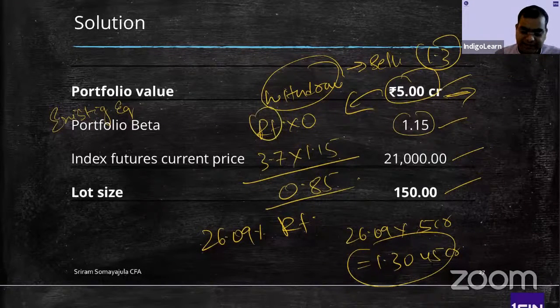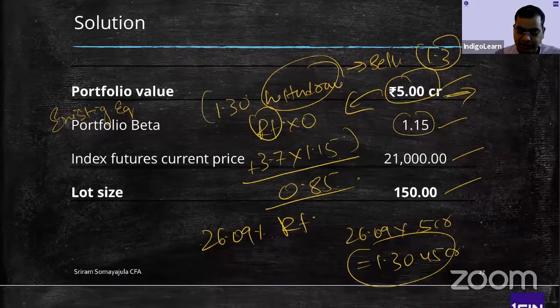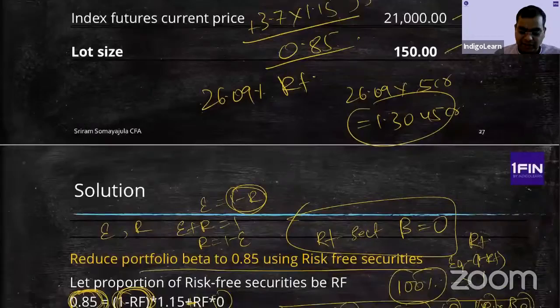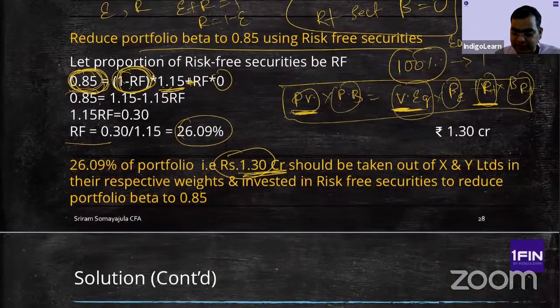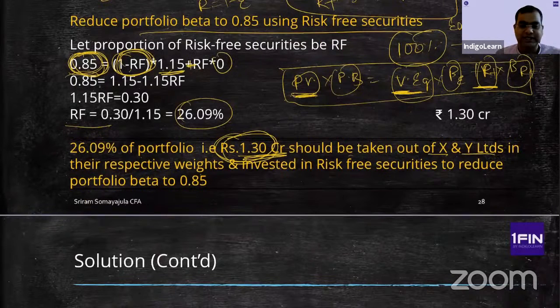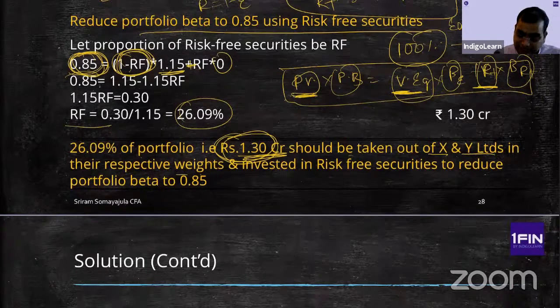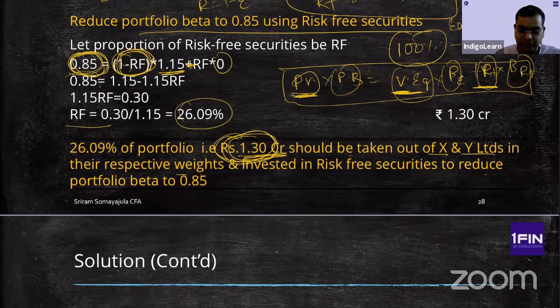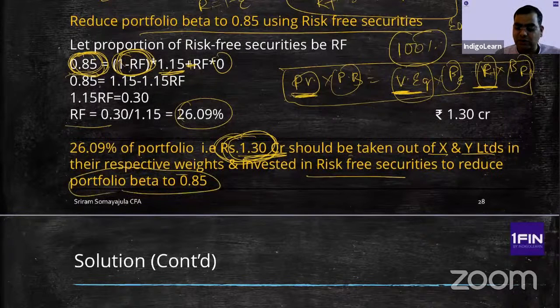How? Because this risk-free asset is 1.30 crores, so 1.30 crores into 0 plus 3.7 into 1.15, whole thing divided by 5 crores, you will basically get 0.85. So you have to divest 1.3 crores out of X and Y in their respective weights. We don't know how much is X out of 5 and how much is Y out of 5, so whatever the weights, you sell off 1.3 crores worth of X and Y in whatever ratio they were there earlier, and invest in risk-free securities to reduce portfolio beta to 0.85. The thing to note is risk-free securities' beta is 0.